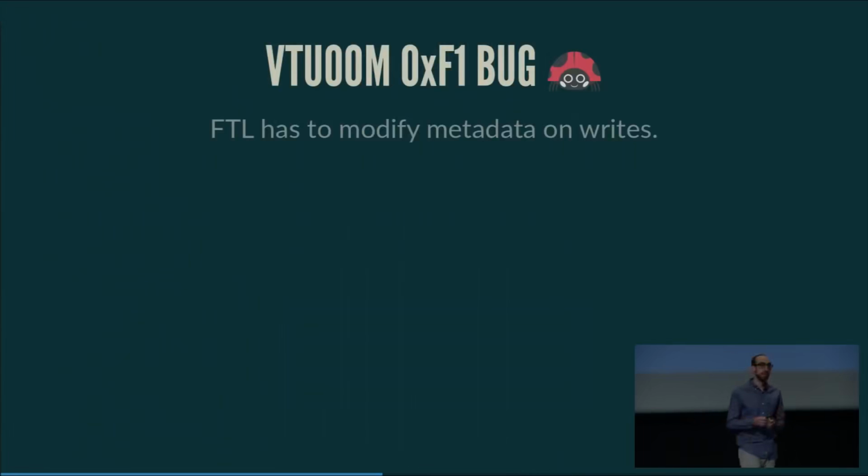So what is the bug exactly? When you do write operations on the device, the FTL has to save some metadata for itself because it has to keep track of how many times this block was erased and what the internal mapping is and so on. When you do write operations, it has to modify this metadata. And the actual bug was a miscalculation in this code, which not always, but sometimes made the data corrupt.